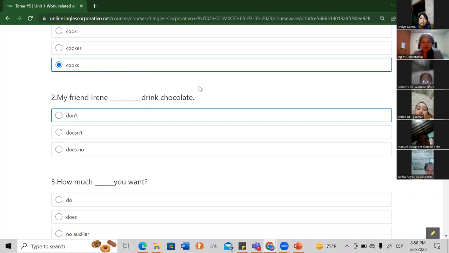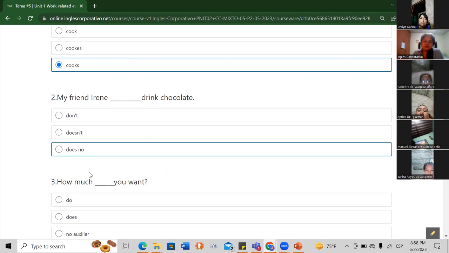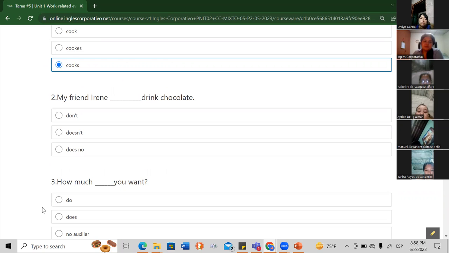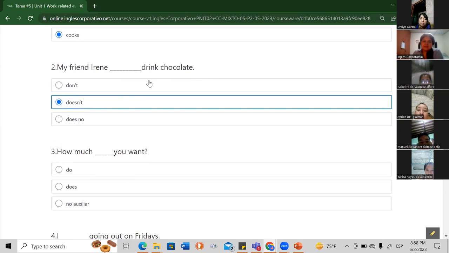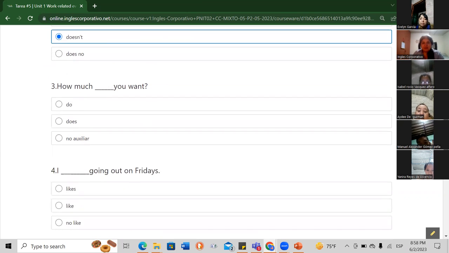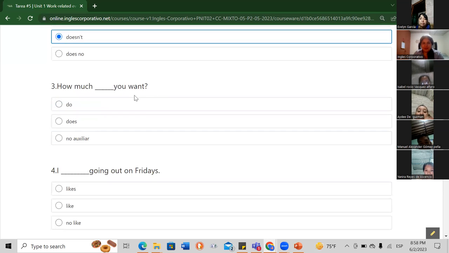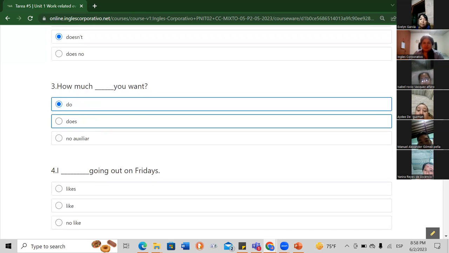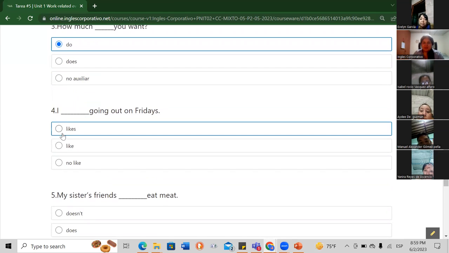My friend Irene doesn't drink chocolate. Porque estoy hablando de mi amiga, right? Solo una amiga. How much do you want or does you want? Do you want? Okay.